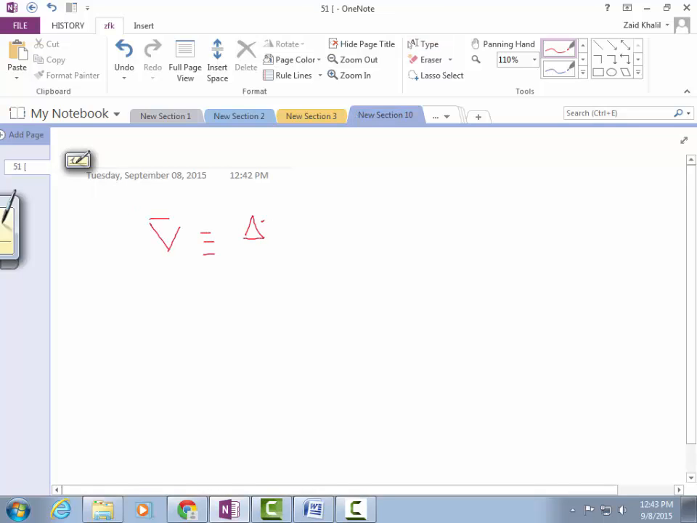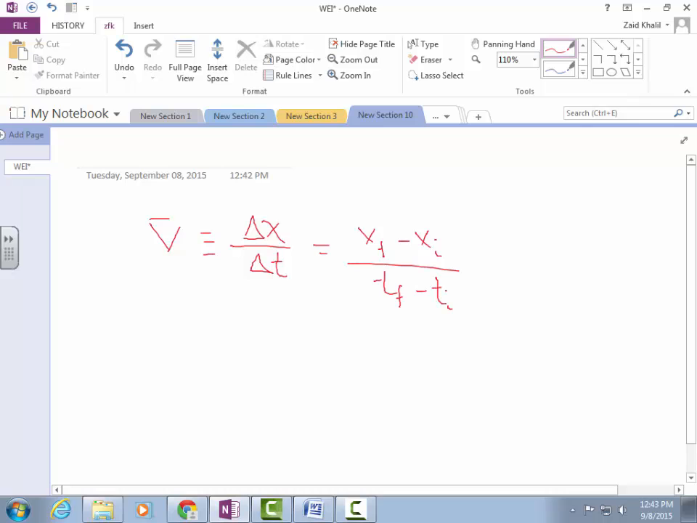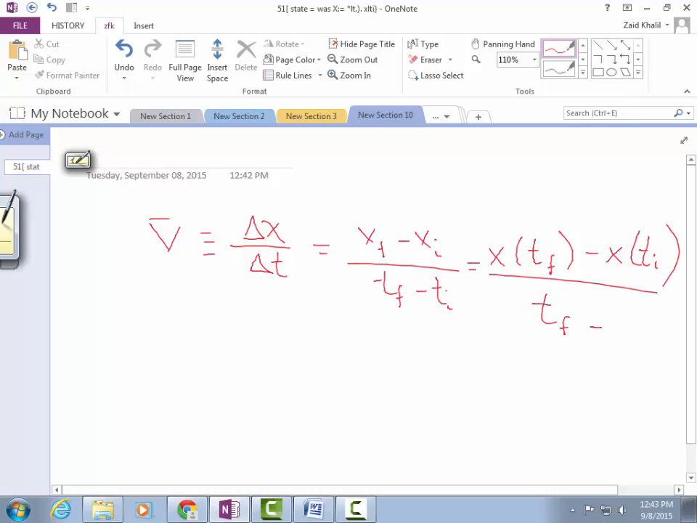It's defined as delta x over delta t. So what does this mean? This means xf minus xi over tf minus ti, right? But I already explained to you guys that your position is generally going to be a function of what parameter? Time. So xf is actually x at tf, and xi is x at ti, over tf minus ti.